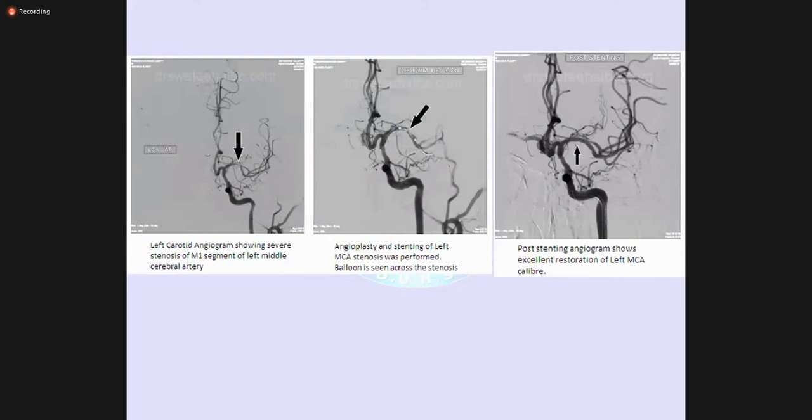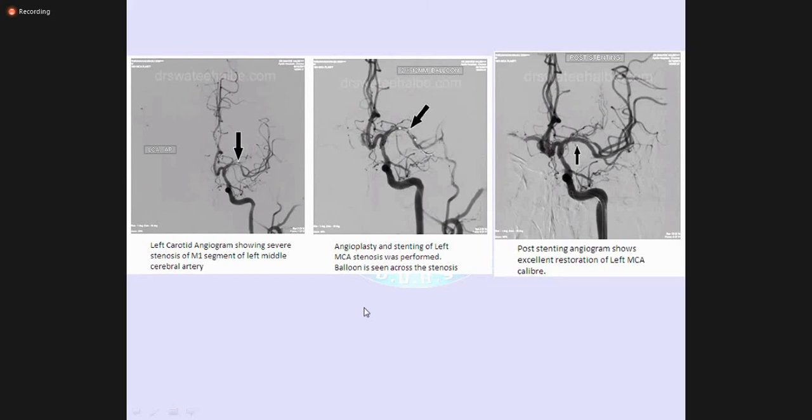Look at the left carotid angiogram showing severe stenosis of the M1 segment of the left middle cerebral artery. If you know your anatomy, you can make it out. This is the angiogram of the left carotid artery dividing into MCA and ACA, middle cerebral artery and anterior cerebral artery. You can easily make out that there is significant narrowing. Since I have shown you the normal anatomy, you can easily see the caliber. And there is further distal tapering. But if there is interruption in the middle, then there is stenosis.